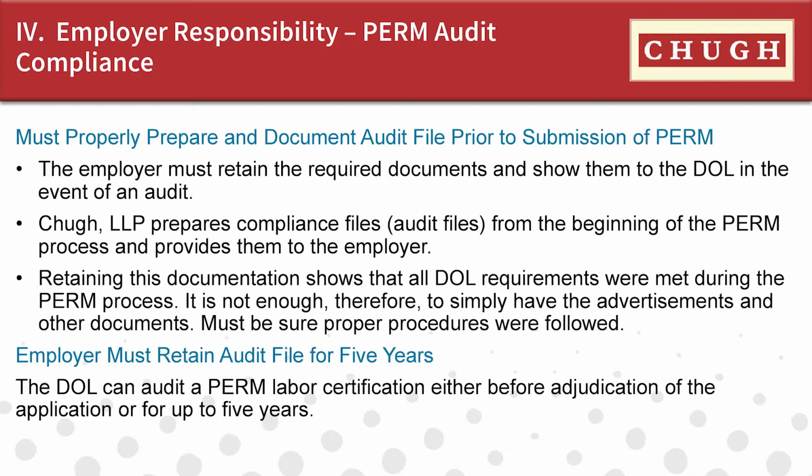Employer's responsibility, PERM audit compliance. It's crucial. An employer must prepare and document an audit file prior to submission of the PERM. Under the PERM labor certification process, supporting documentation is not submitted to the U.S. Department of Labor with the PERM application. Instead, the employer must retain the required documents and produce them for the DOL in the event of an audit. The requirements for document retention by employers filing PERM labor certifications are summarized here.